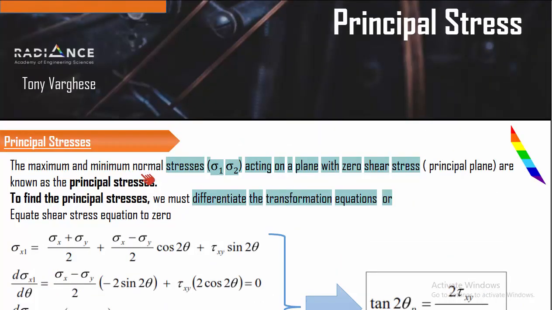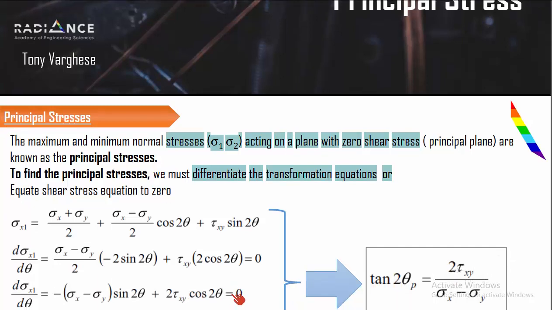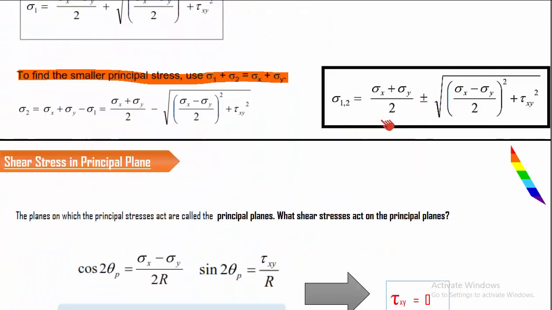The maximum and minimum normal stress acting on a plane with 0 shear stress. That 0 shear stress planes are called the principal planes. So this is a common or general expression in which you can club everything into one single statement. So the proof is also very simple.